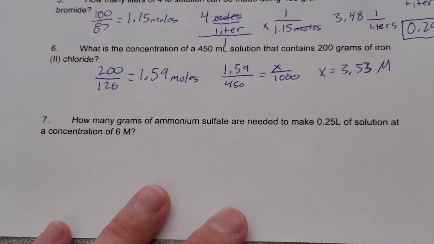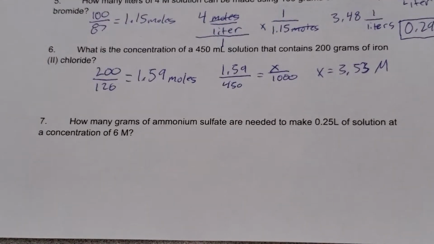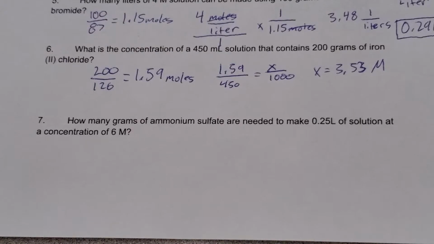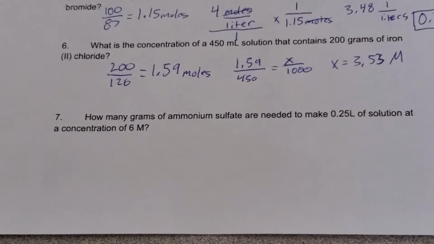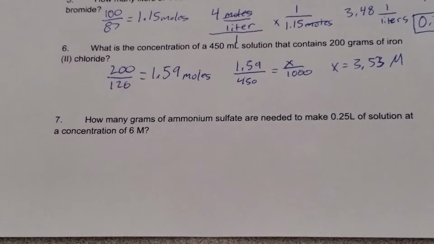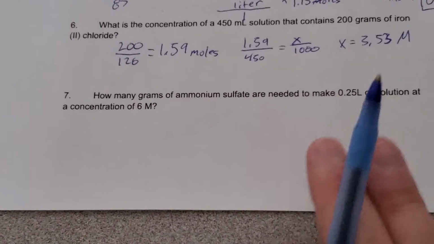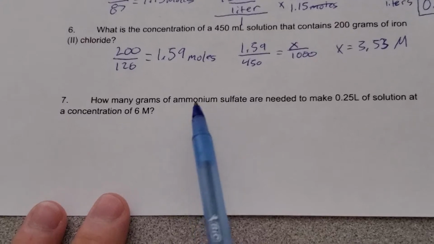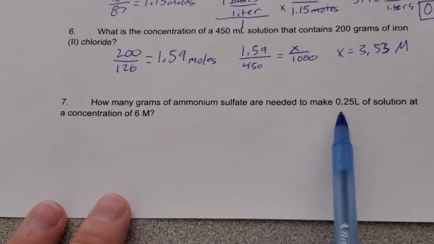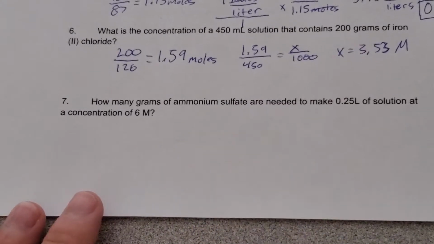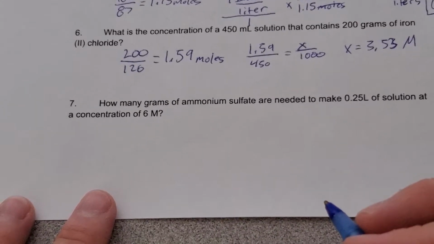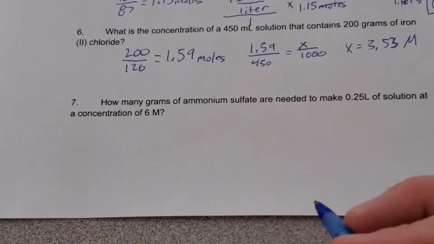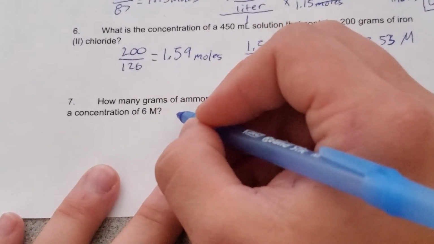All right, last one on the front. How many grams of ammonium sulfate are needed to make 0.25 liters of a solution at a concentration of 6 molar? So how many grams? Let's work backwards here. First let's find out how many moles of ammonium sulfate we need to make 0.25 liters of a 6 molar solution.